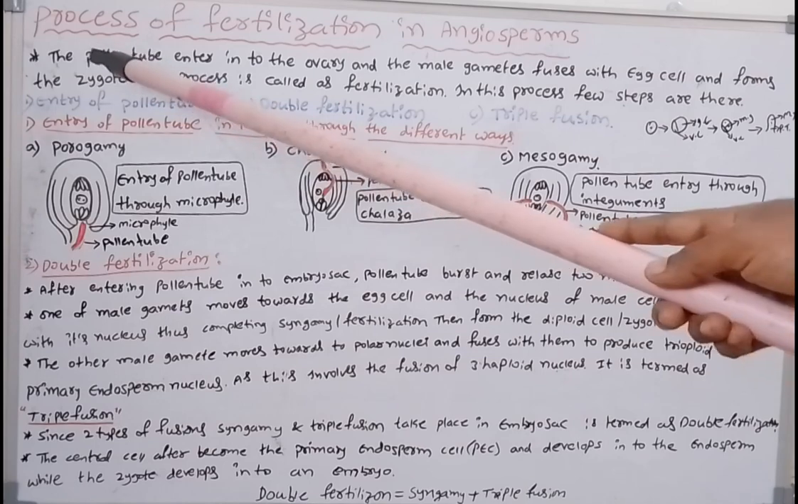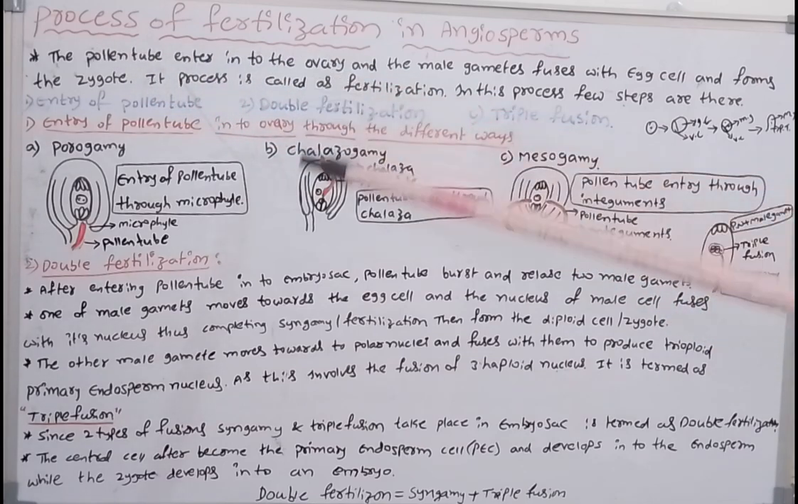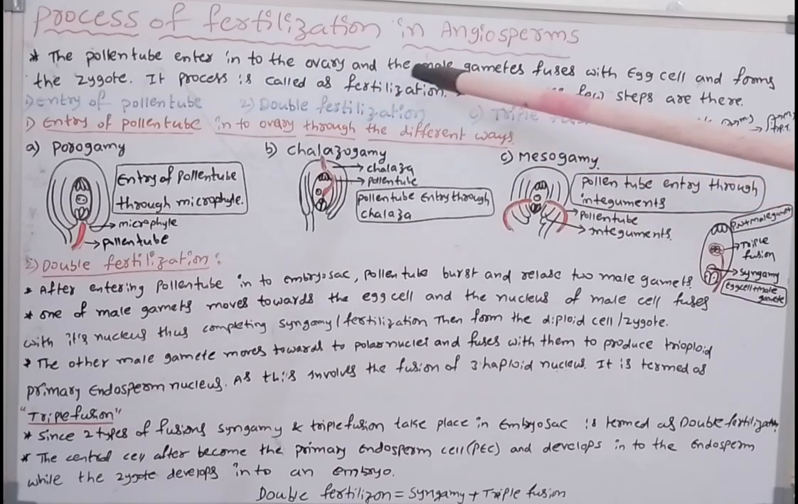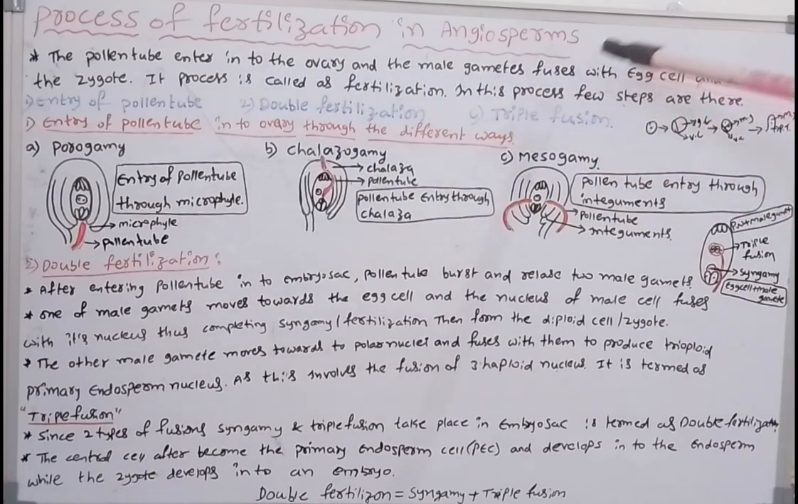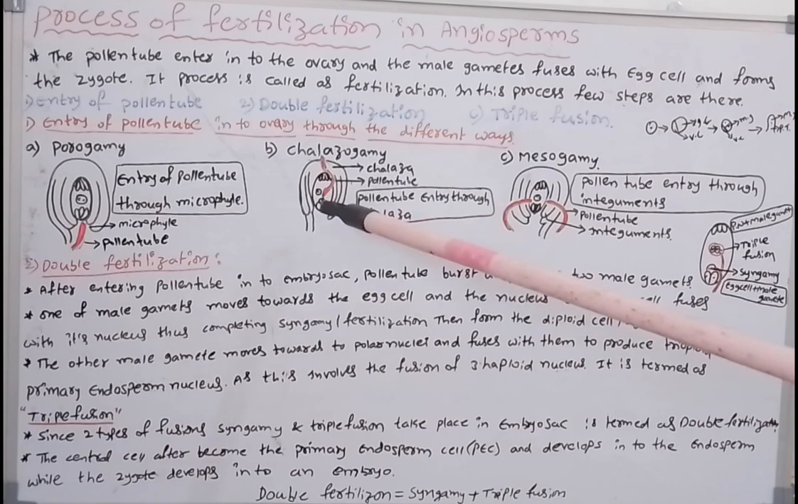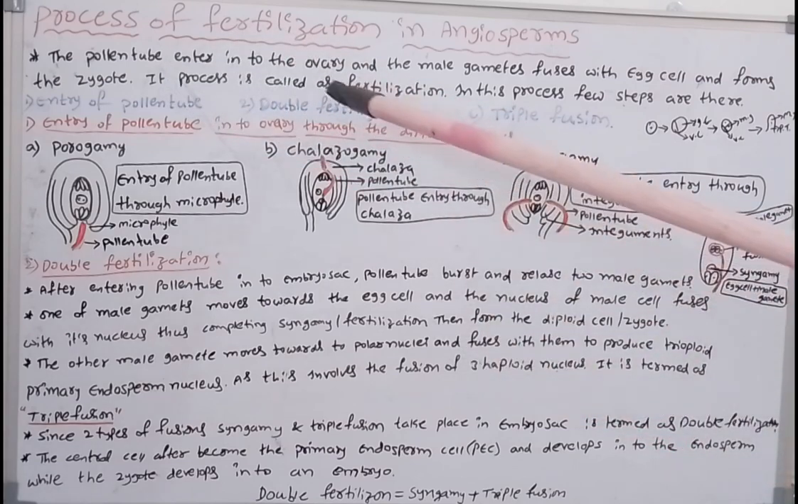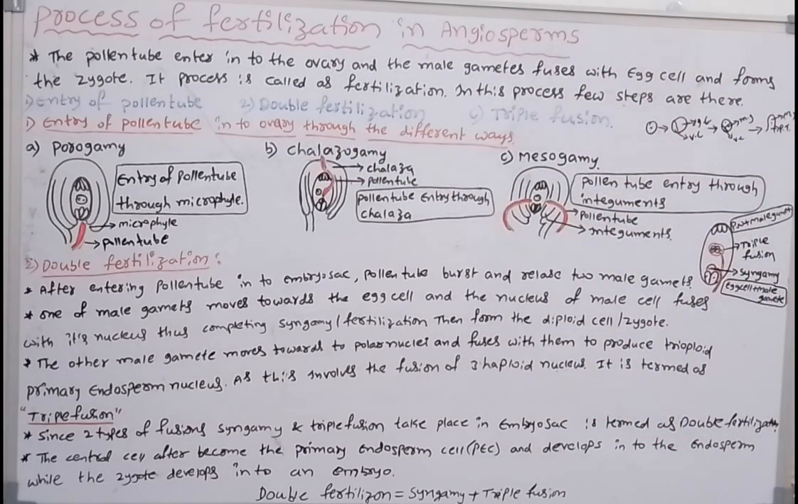Now once again, the pollen tube enters into the ovary. See here, this is the ovary. When the pollen tube enters into the ovary, the male gamete fuses with the egg cell and forms the zygote. This process is called fertilization. What is the meaning of fertilization? The male gamete fusing with the egg cell is called fertilization.